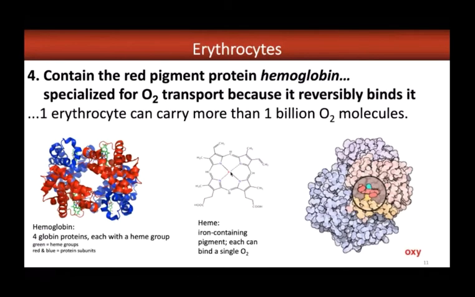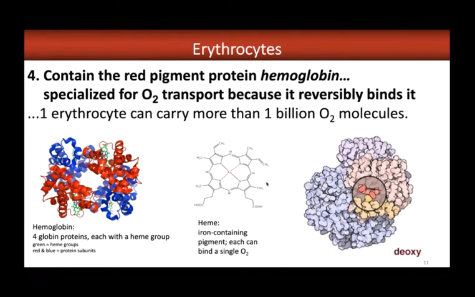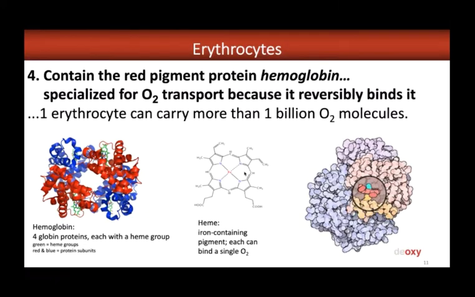So each iron can bind a single oxygen molecule, and it does that reversibly. So it goes from deoxyhemoglobin to oxyhemoglobin, right? The D means the oxygen has popped off of the heme group. And that happens based on the concentration of oxygen where you are in the body.